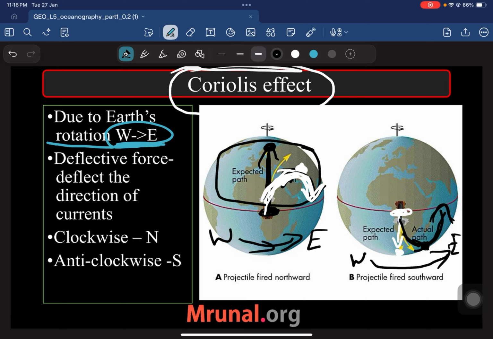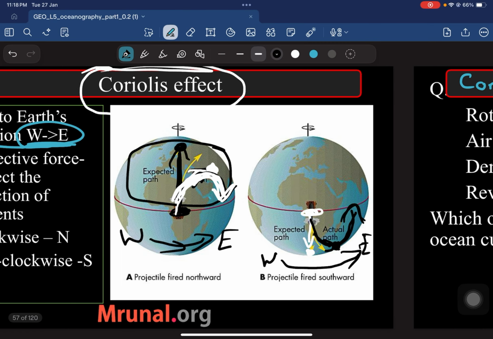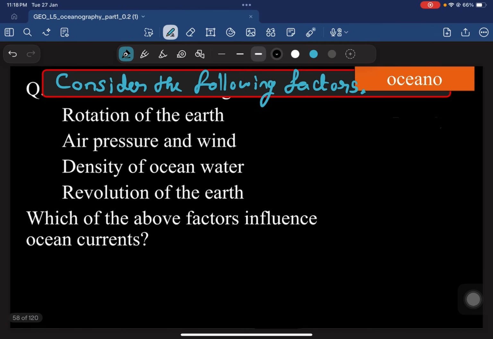This is how it will deflect in the northern hemisphere. In the southern hemisphere, it will deflect anti-clockwise. Understood about Coriolis force? Yes. Next topic is, before I discuss the next topic, I will give some questions for you to solve. Consider the following factors. Okay.